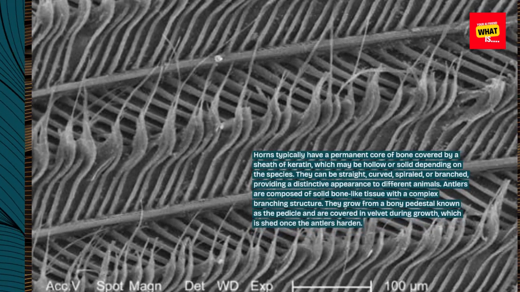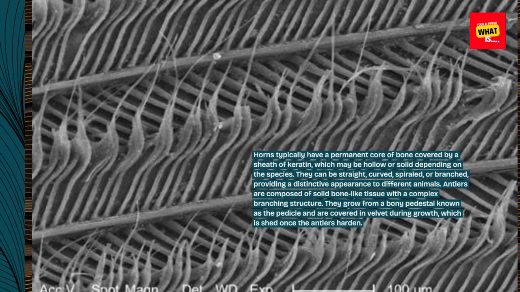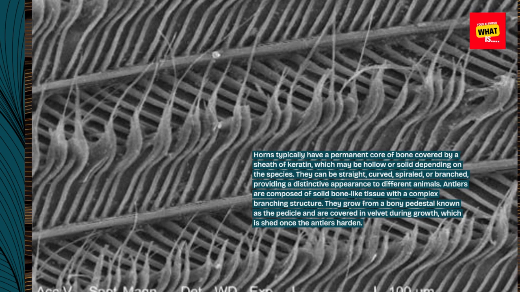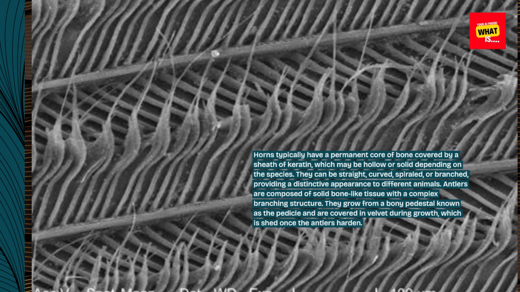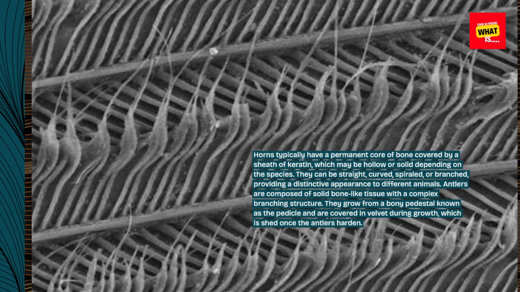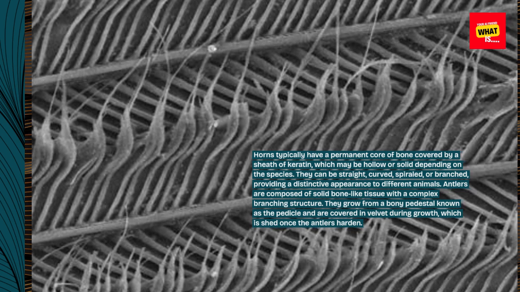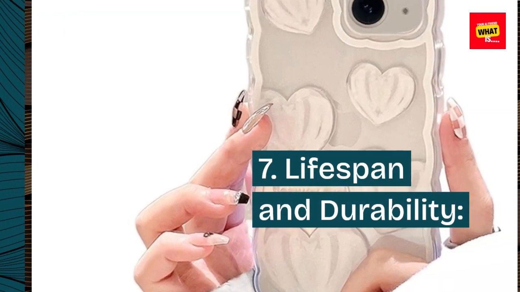They can be straight, curved, spiraled, or branched, providing a distinctive appearance to different animals. Antlers are composed of solid bone-like tissue with a complex branching structure. They grow from a bony pedestal known as the pedicle and are covered in velvet during growth, which is shed once the antlers harden.